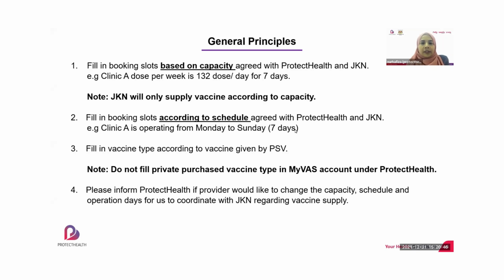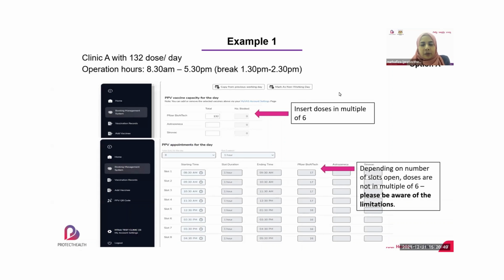Okay, so these are a few examples that I would like to demonstrate. For example, Clinic A, you have 130 doses per day with operation hours 8:30 to 5:30, with a break at 1:30 to 3:30 p.m. So you will put in 132 doses. If you receive Pfizer, you insert doses in multiples of 6, and you can create slots. You can play around with the total slots for the day and the slot duration.